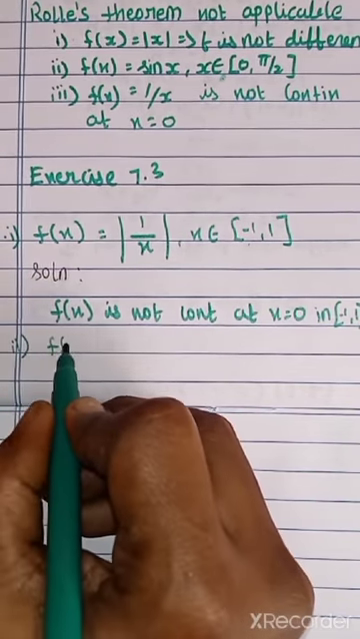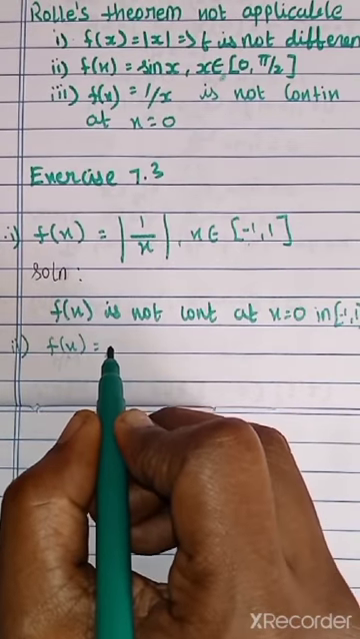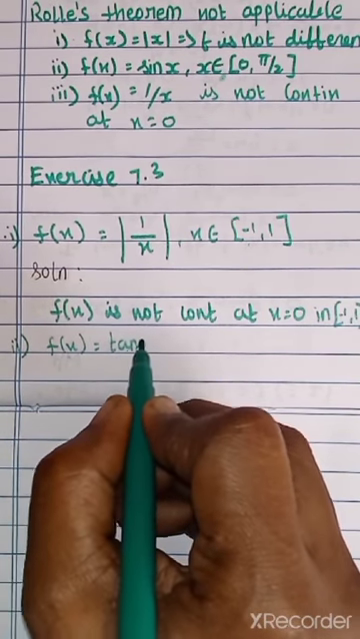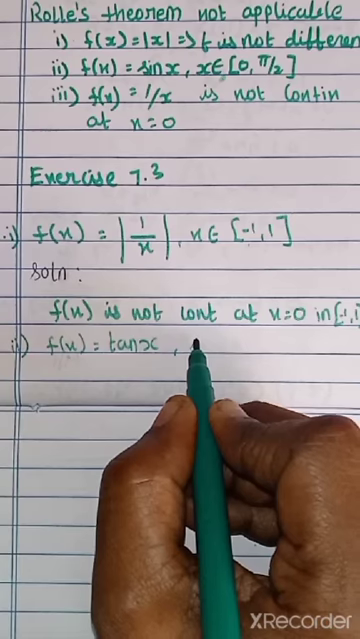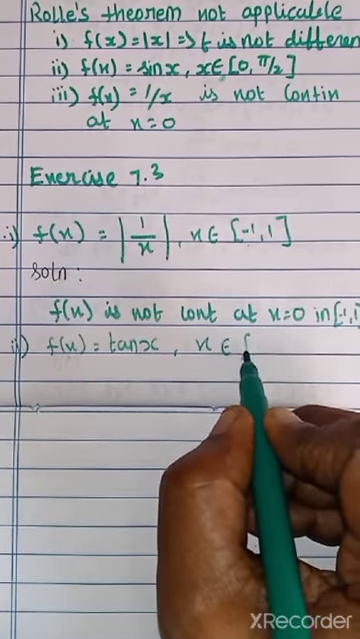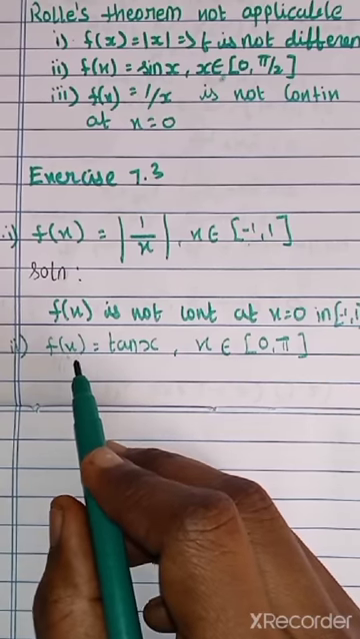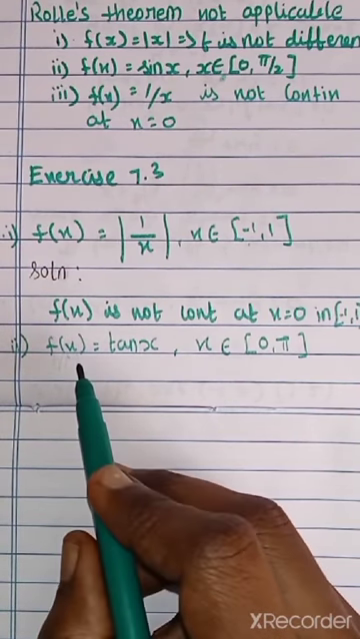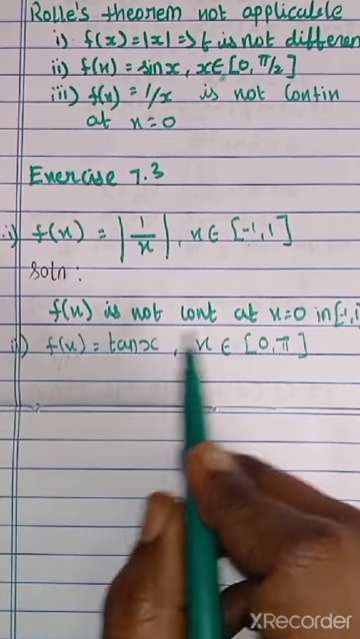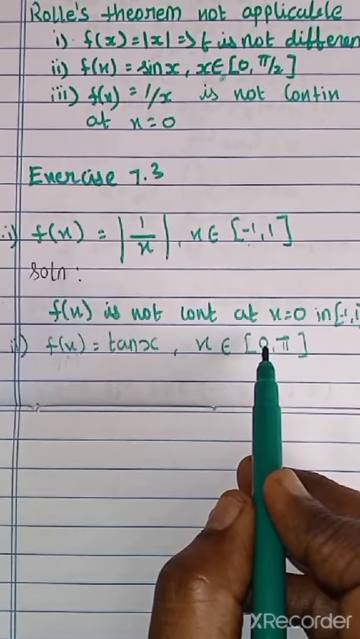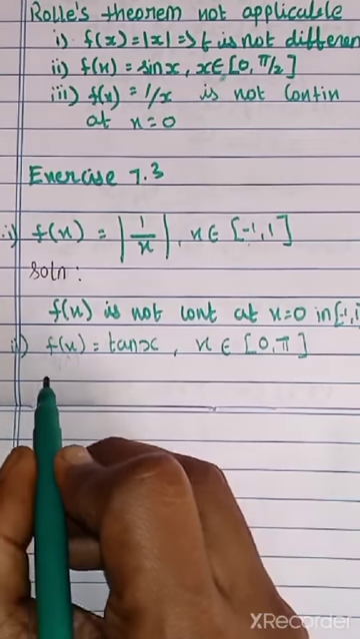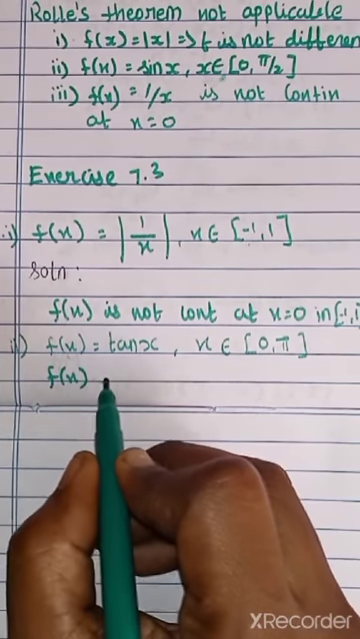is f of x equal to tan x. F of x equal to tan x, and what is the interval given? X belongs to 0 comma pi. Now tell me, what is tan pi by 2 value? Tan pi by 2 is infinity. Pi by 2 is an interval point inside this, right? So infinity should not come for us, right?